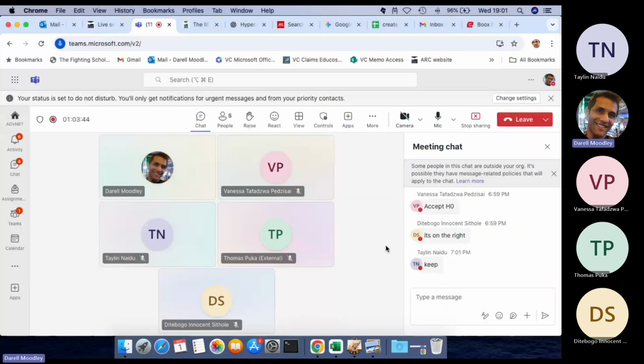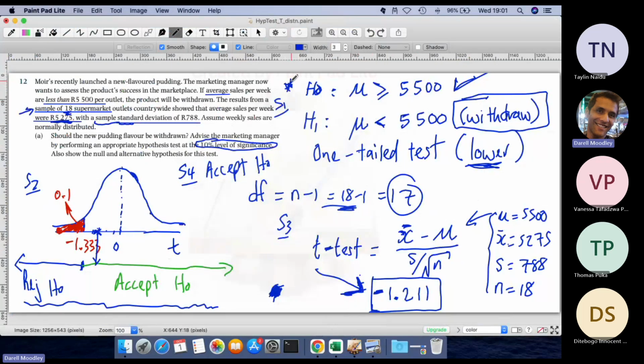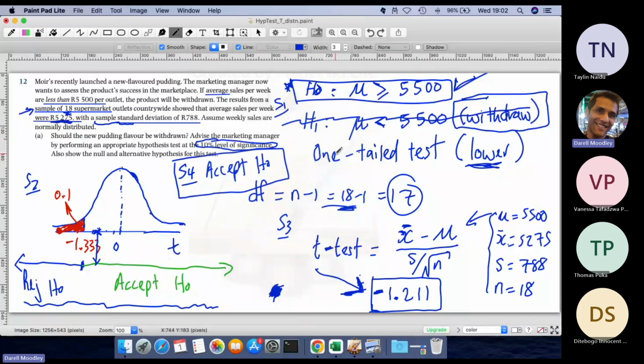Yeah, that's right, Helen. Very good. Hope everyone understands that. Remember, we're accepting H0. That means the sales are above 5,500. It could be 5,500 or more, but it's definitely not under 5,500. If it was, we would have accepted H1, which is not the case. So I'm just going to scratch this. If you look at step 4, we accept H0, so all you need to do is write it in words for step 5. It's as simple as that.